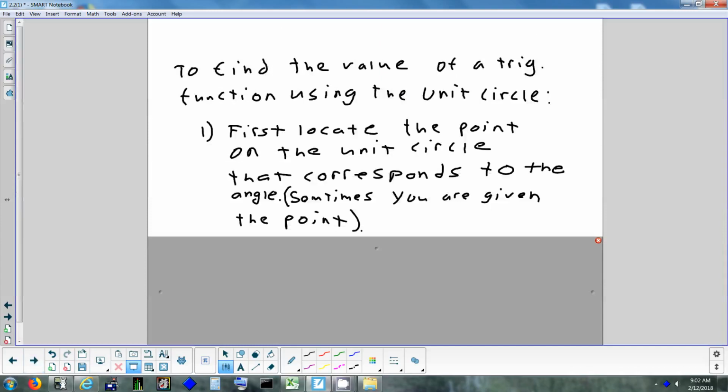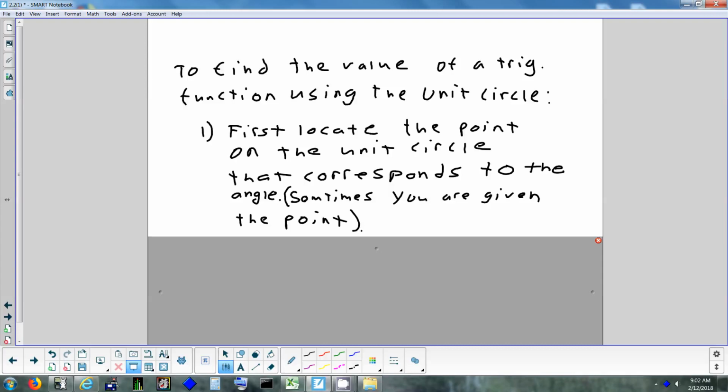Okay, I'm going to start you off with a couple problems where I already give you the coordinate, so you're not even going to have to do step 1. But if they don't give you the coordinate, you have to find it. If you don't have it, you can't do unit circle trig. Okay, so find the coordinate.